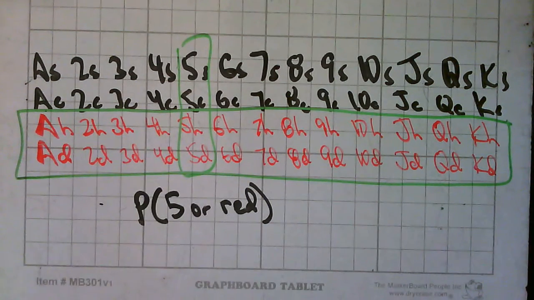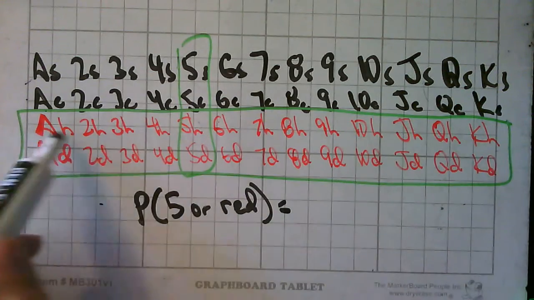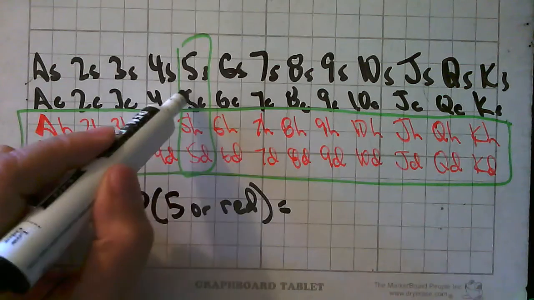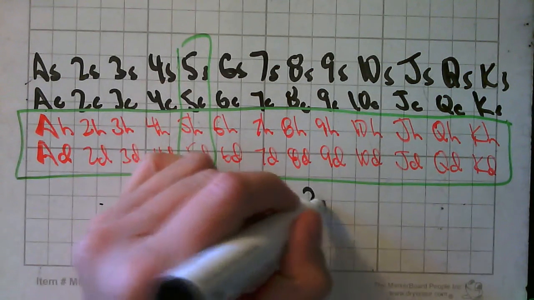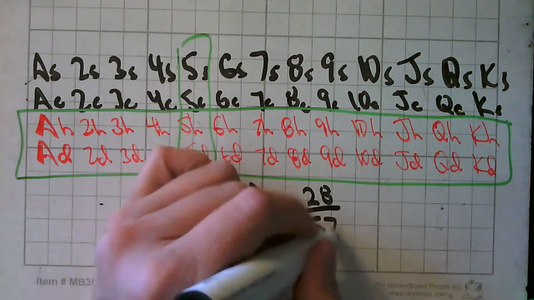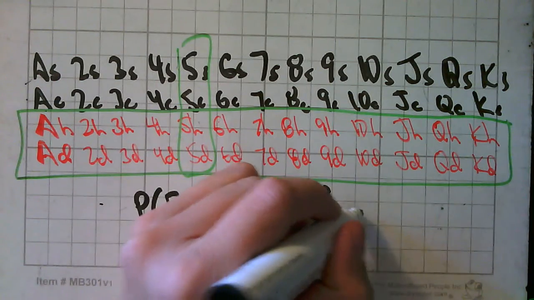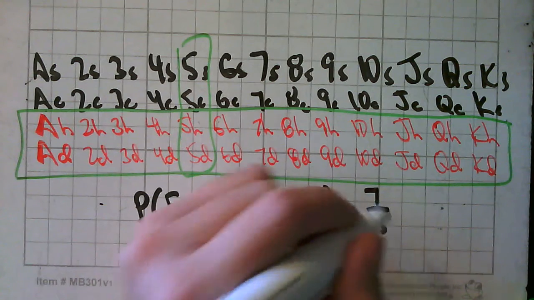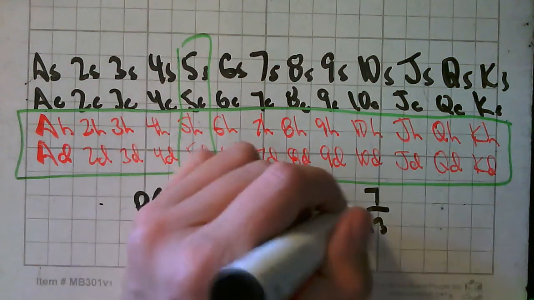So when we do this, we just count up all the ones that are valid. In this case, we have 13 here. I have 13 more. That gives me 26. And then we have 2 more here, 27, 28. This would be 28 out of the 52 card deck. And I'm going to simplify this fraction. I can divide this by 4. So this is going to give me 7 out of 13. Let me double check. Okay, this is correct.